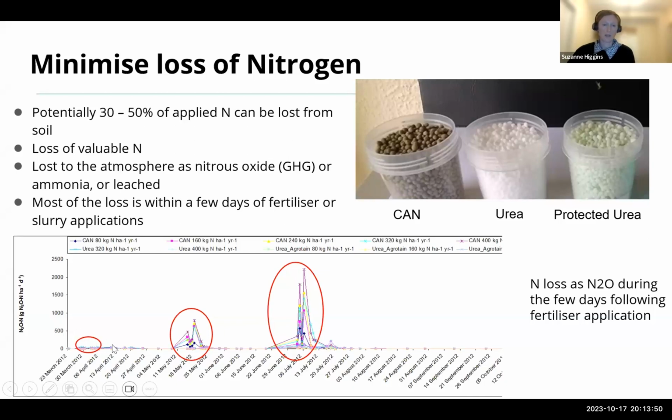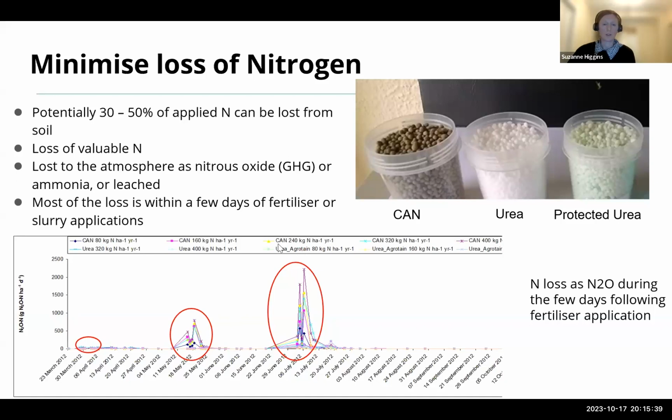So the first application here with the red circle, this was in early April. So it's nice dry conditions. There was very little loss of nitrogen. The grass took it up. And so you can bear in mind this is a good time of year to apply nitrogen. So in April, the soil temperature rises quite quickly, warms up, the grass starts to grow really quick. So if you're thinking of applying slurry and fertilizer, the April times are really good.